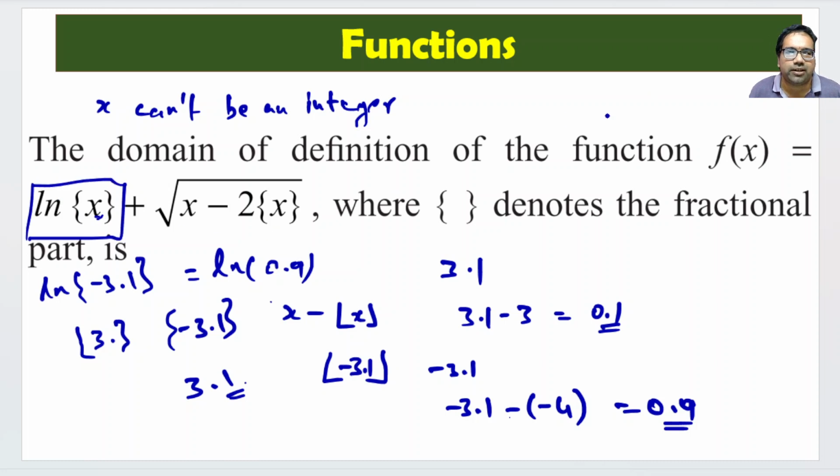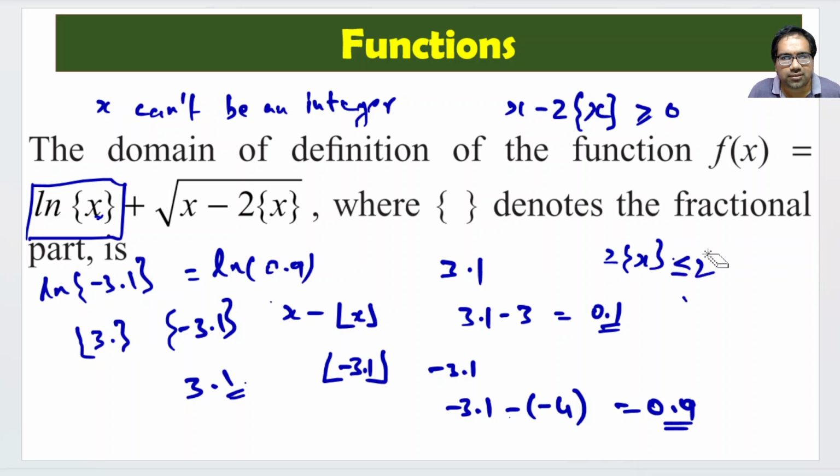Coming to the second part. x minus 2 times the fractional part of x should be greater than or equal to 0, because this is within a square root. That's why it should be greater than or equal to 0. What does that mean? 2 times the fractional part of x should be less than or equal to x. That means the fractional part of x should be less than or equal to x by 2.